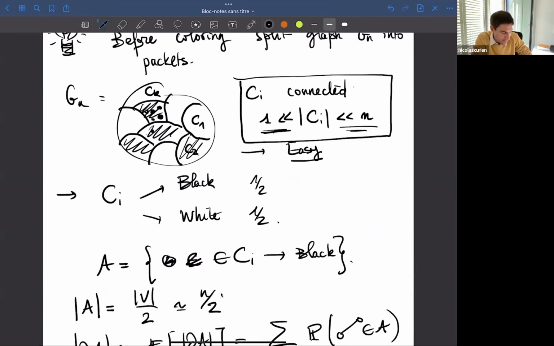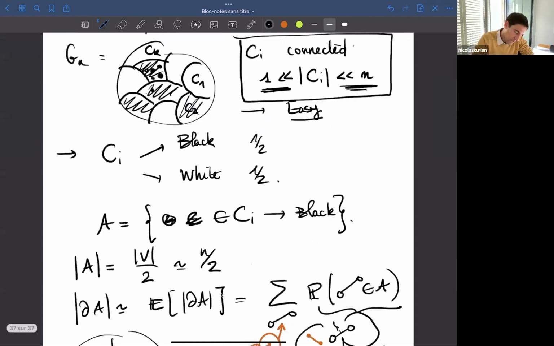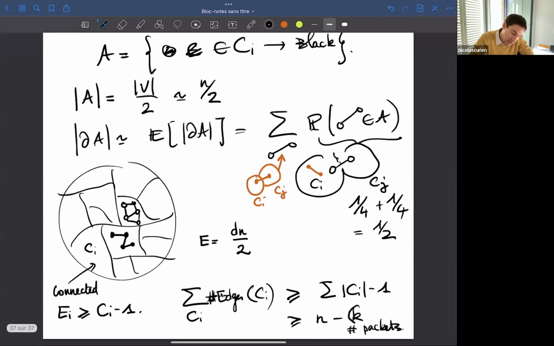They are large, but not too large. But since they are large, the number of packets should be small, o of n. There cannot be many, many packets, because if you have many packets, some of them will be small. So k is negligible in front of n.